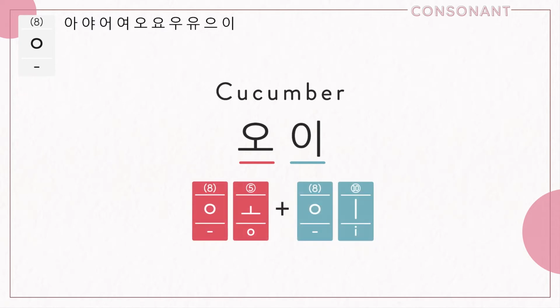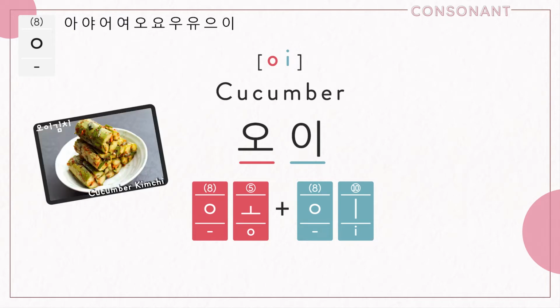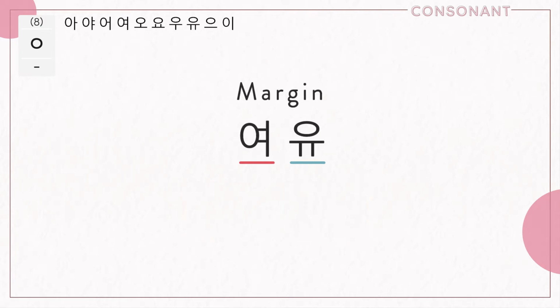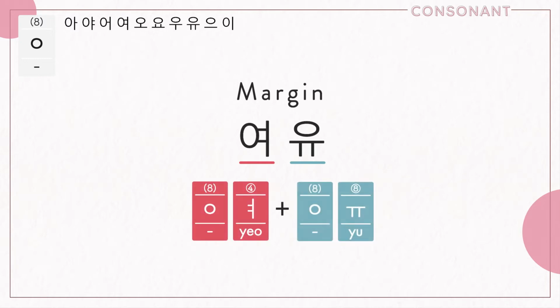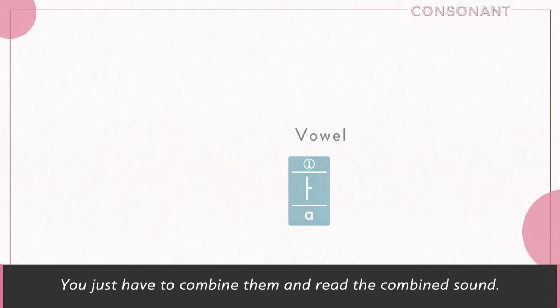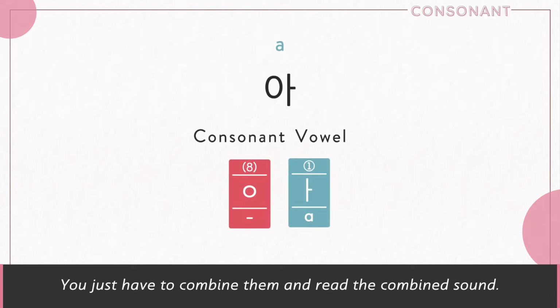O plus E. Oi. Some people may know this, but oi kimchi is a cucumber kimchi, which is a popular dish in Korea. And how about this one? Margin. Yoyu. Yo plus yu. Yoyu. How was it? It is not that difficult as you thought, right? Hangul is actually easy to read if you just combine vowels and consonants like this.